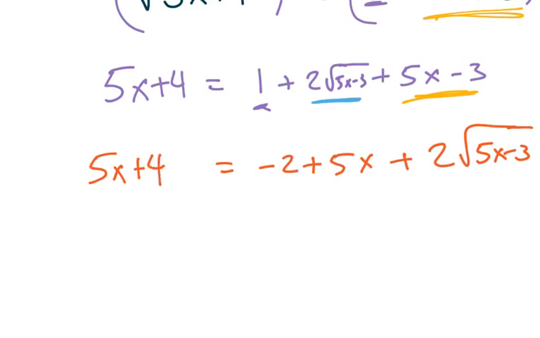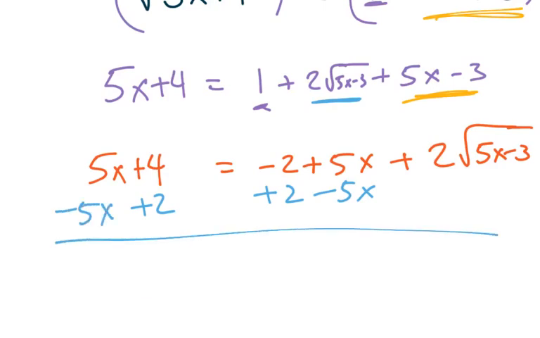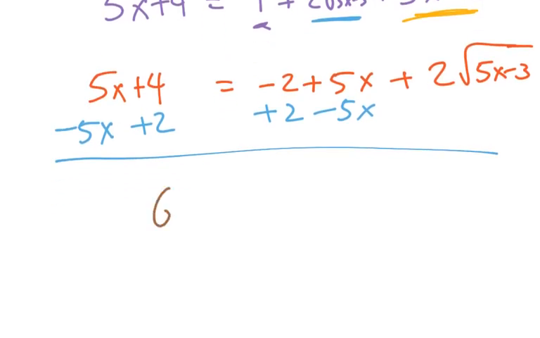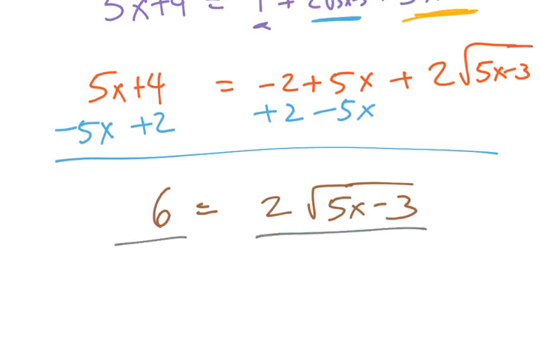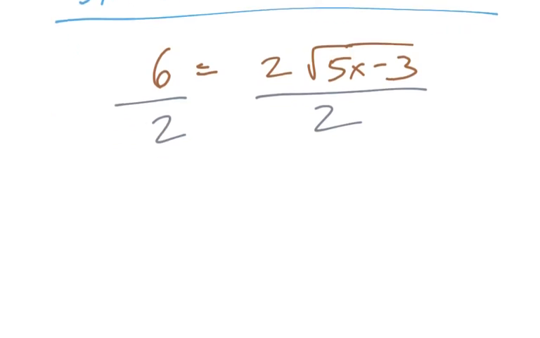We're going to want to put the negative 2 and the 5x on the other side, so we'll add 2. And we're going to subtract 5x. So this is interesting. We're going to end up getting 6 equals 2 square root 5x minus 3. So again, we have a decision to make. Do we divide by 2 or not? Clearly, dividing by 2 makes the problem easier. And now all I've got to do is take the square root of both sides to get rid of that squared.